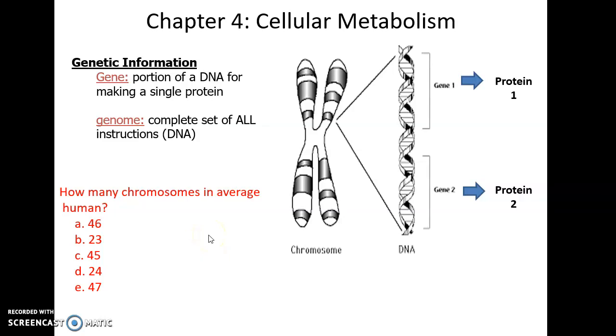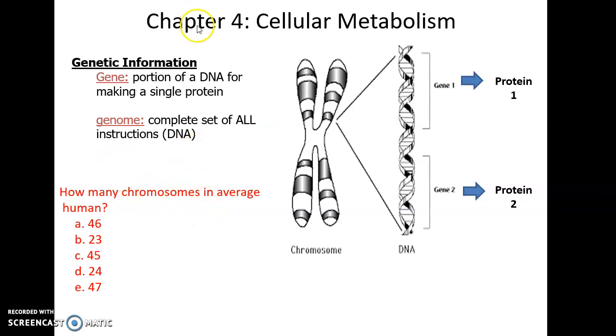DNA is where we store all of our genetic information. The information is in little packets or chunks of DNA referred to as genes. And each gene will lead to the production of a single protein. So we have lots and lots of genes on a chromosome. Each gene is just a piece of DNA, and those genes can lead to the formation of a protein. A genome, that term means all of the instructions, all of the DNA in an organism.